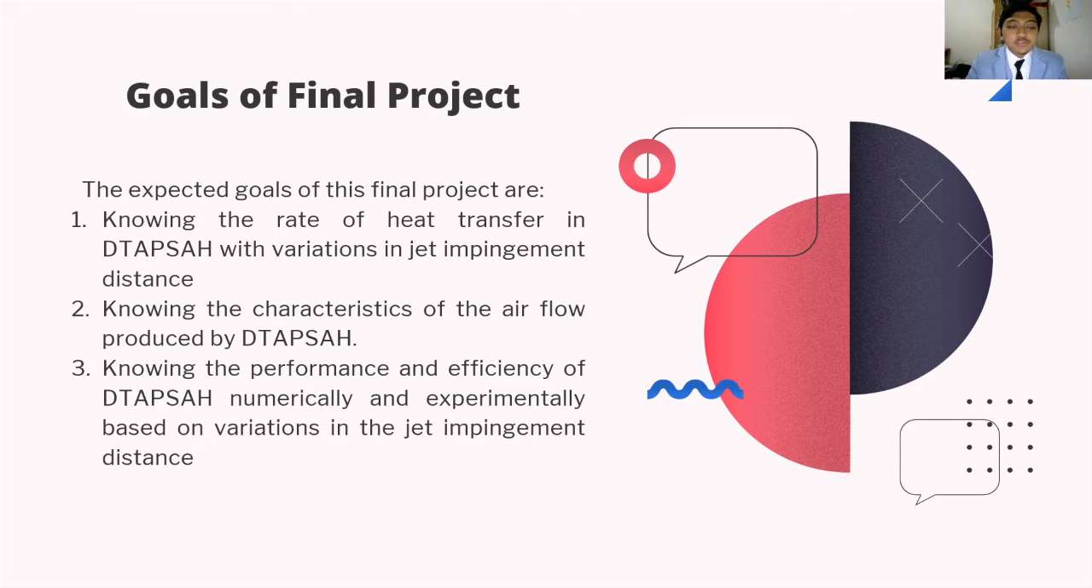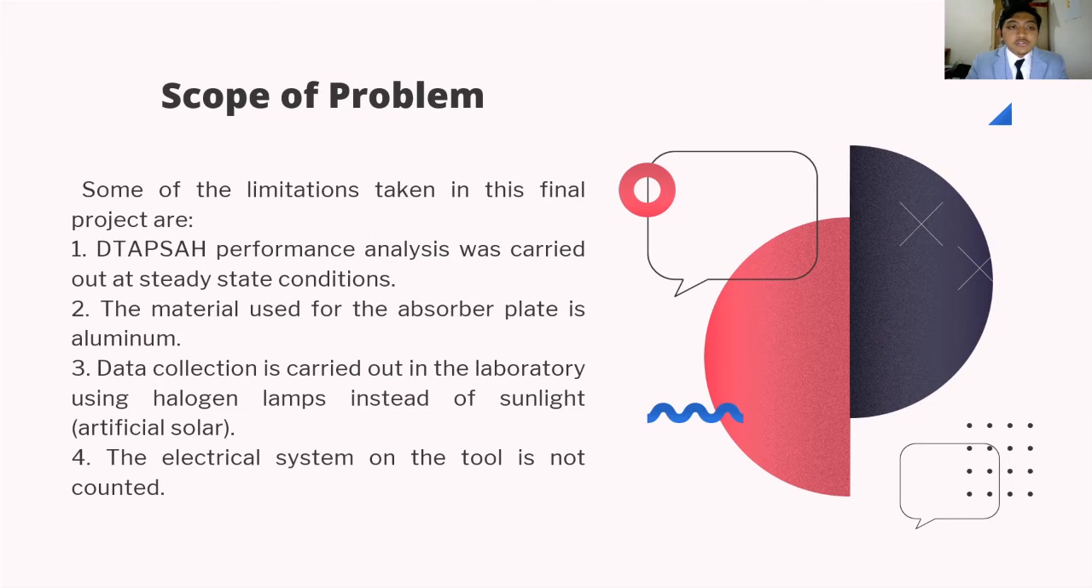And the goals of the final project are, first, knowing the rate of heat transfer in DTAP-SAH with variation in jet impingement distance. And number two, knowing the characteristics of the airflow produced by DTAP-SAH. And number three, knowing the performance and efficiency of DTAP-SAH numerically and experimentally based on variations in the jet impingement distance. Some of the limitations taken in this final project are, first, DTAP-SAH performance analysis was carried out at steady state condition.